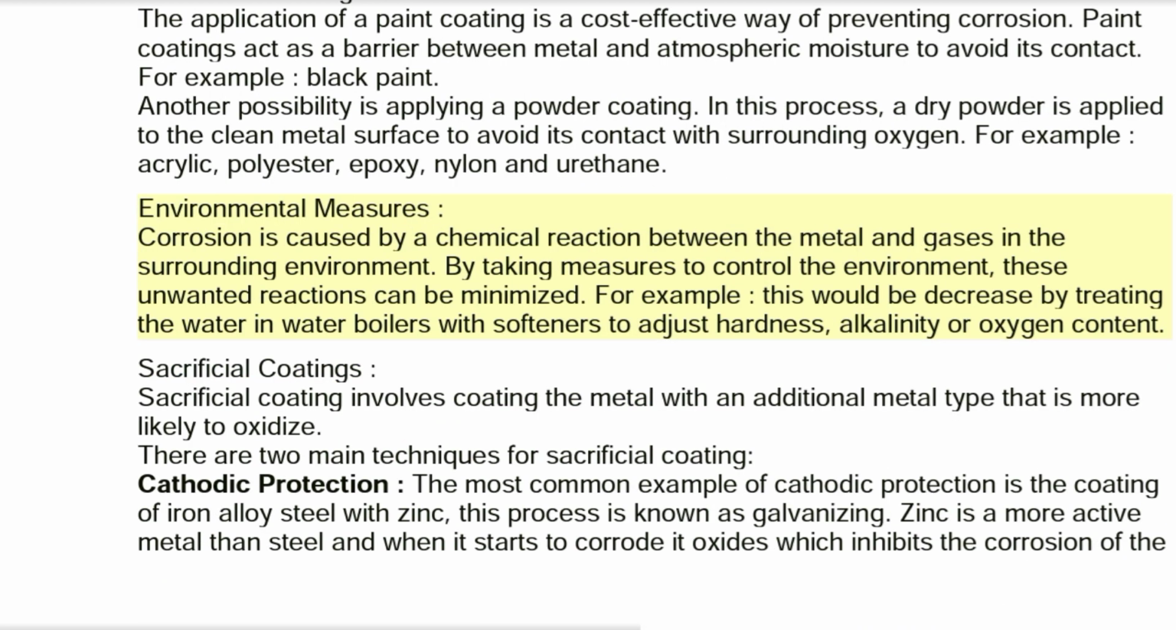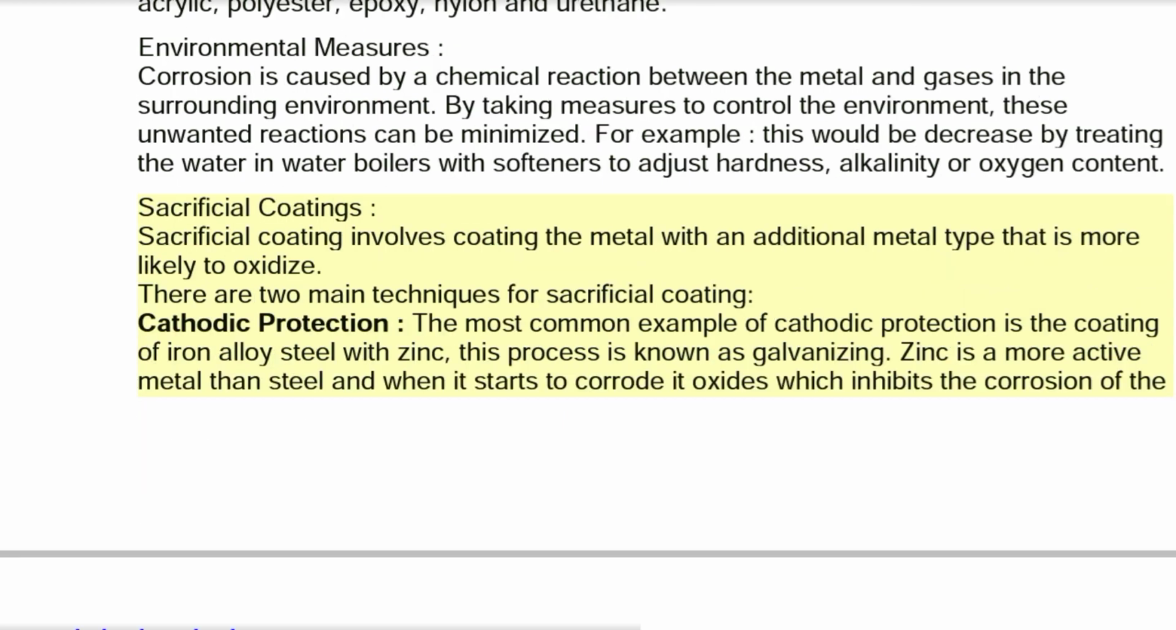Environmental measures. Corrosion is caused by a chemical reaction between the metal and gases in the surrounding environment. By taking measures to control the environment, these unwanted reactions can be minimized. For example, this would be the case by treating the water in water boilers with softeners to adjust hardness, alkalinity or oxygen content.